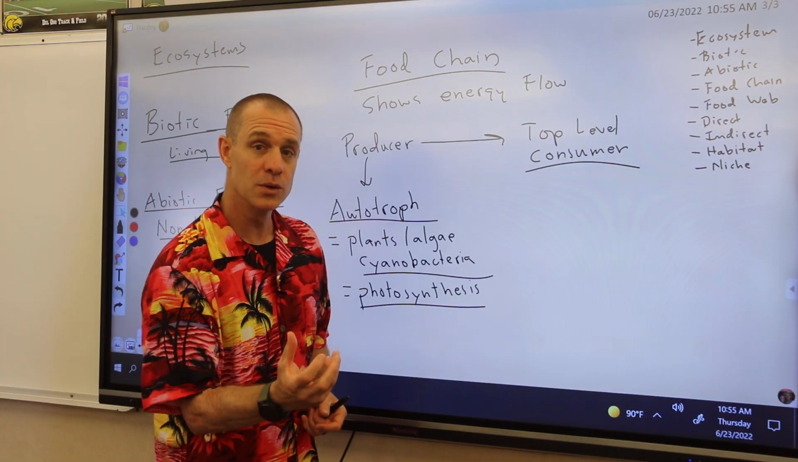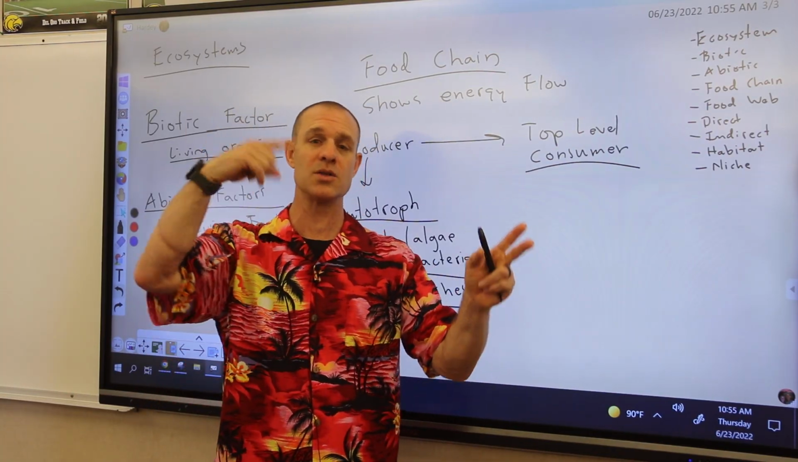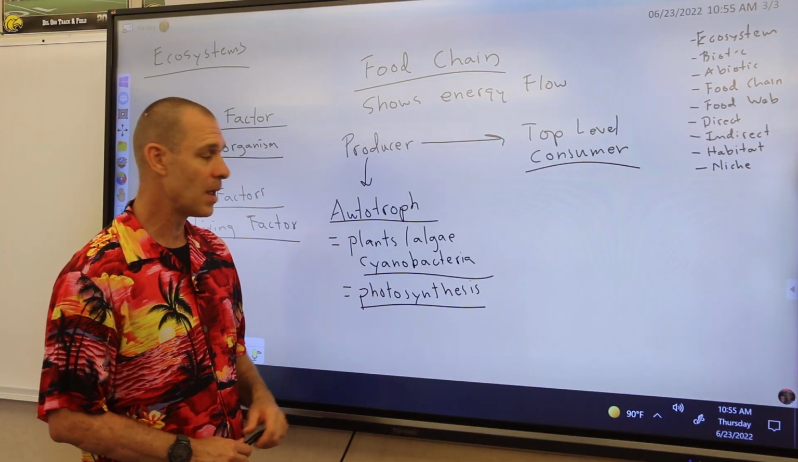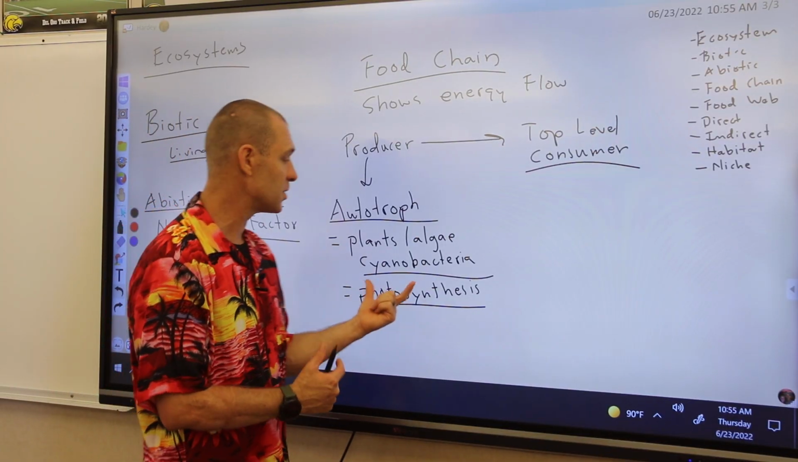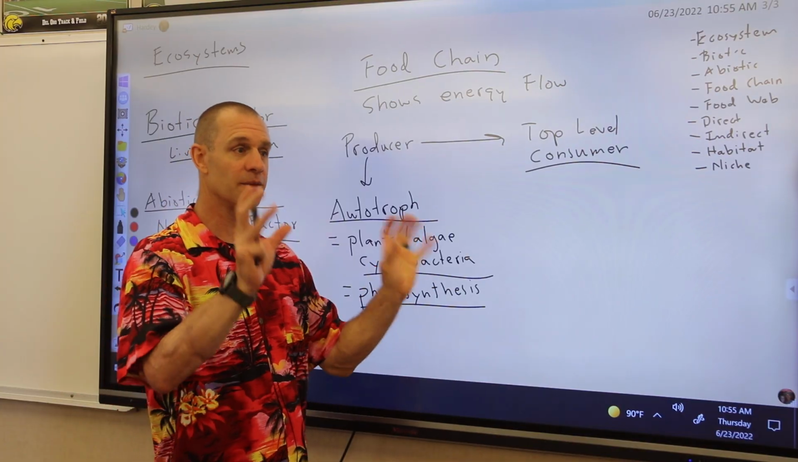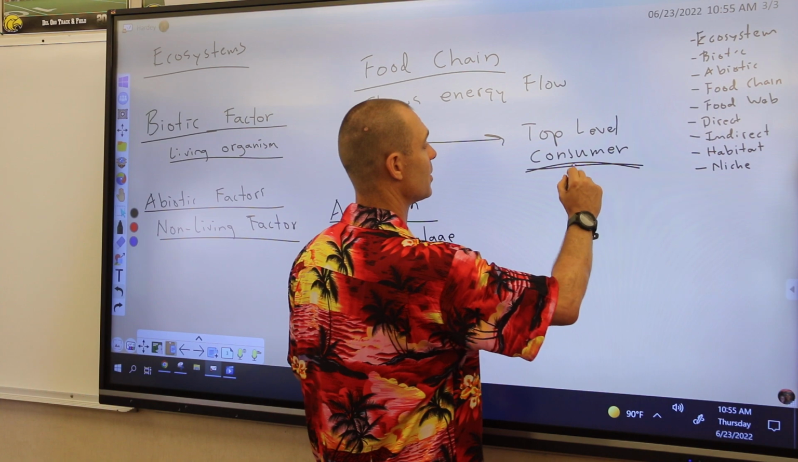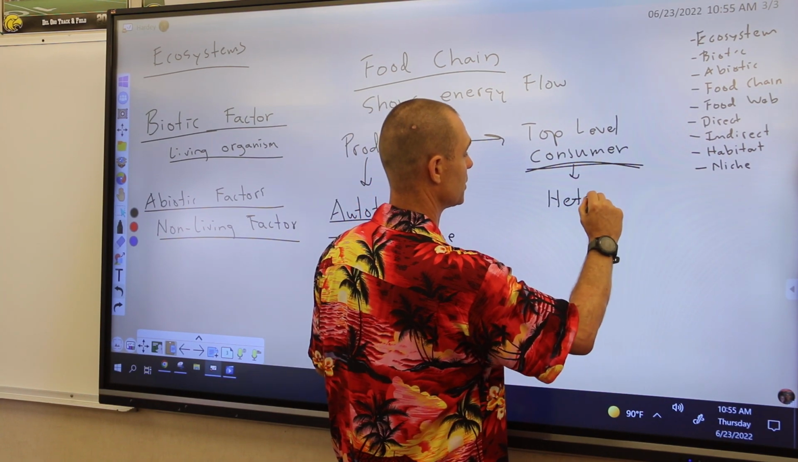And they can generate a food source from carbon dioxide and water using the sun's energy to drive the process. So autotrophs become the photosynthesizers, those that make food out of raw chemicals and so forth. They're producers. Consumers, on the other hand, the other name for that would be heterotrophs.